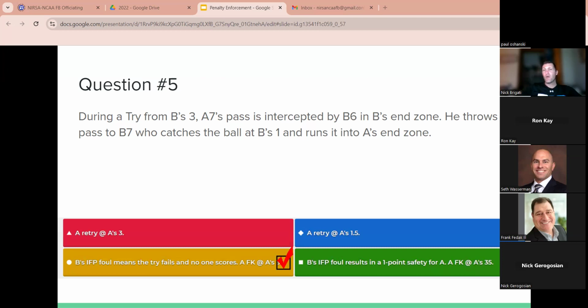Okay. So the one thing that's important here is we will never have a 1 point safety by penalty on a try. All right. So B got the ball with clean hands. Their penalty is declined by rule because it's a 5 or a 10-yard penalty and it's not a flagrant personal foul or unsportsmanlike. So all that happens here is that they can't score, but we will not repeat the try. So if this was a 4th down play and not a try, it would have been a safety, correct? Correct. That is correct. Thank you.